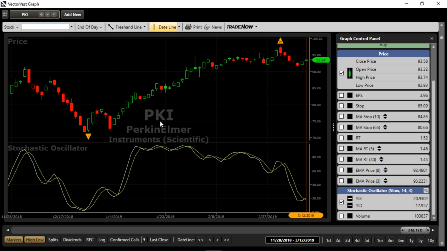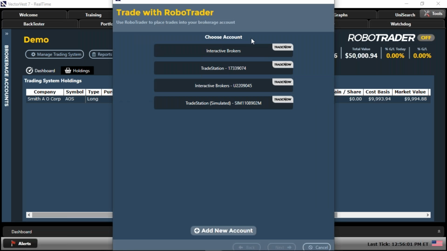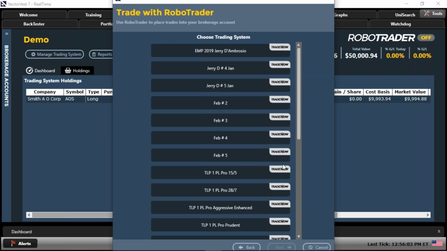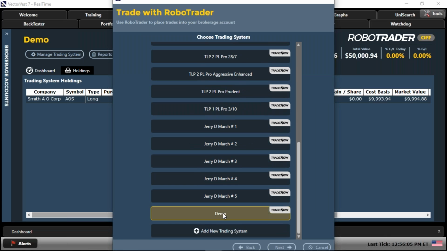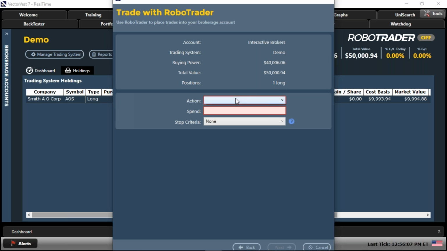So PKI, I like this one as well. It's up today. We know that the stochastics crossover. I like this one. I want to trade it as well. So I go Robo Trader, Interactive Brokers. I'm going to put it in the same portfolio. I'm going to buy it. I'm going to dollar weight it. I want to put the same amount of money into it. So I'm going to put $10,000 into it.